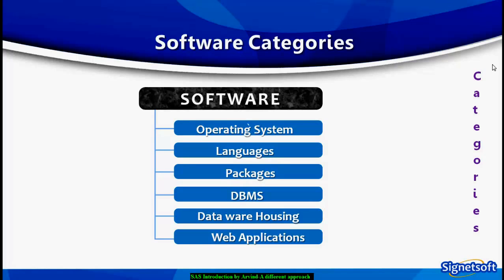Here I have given some categories, and of course this is not a standardized classification. It is just to understand what software is in the market, the regular software we come across, and what categories we have among that. So we are going to get this information from this now. Operating systems, languages, packages, DBMS, data warehousing, web applications. These are the different categories we have.